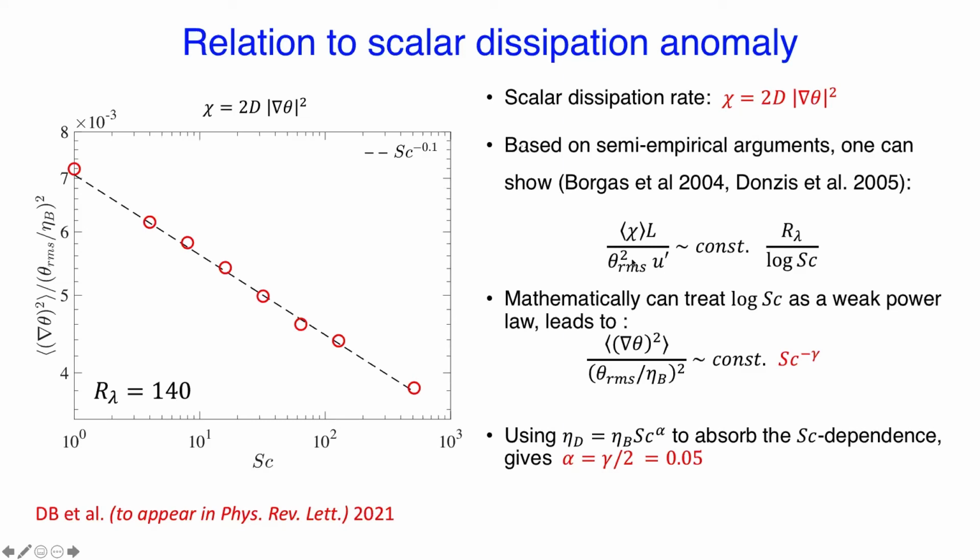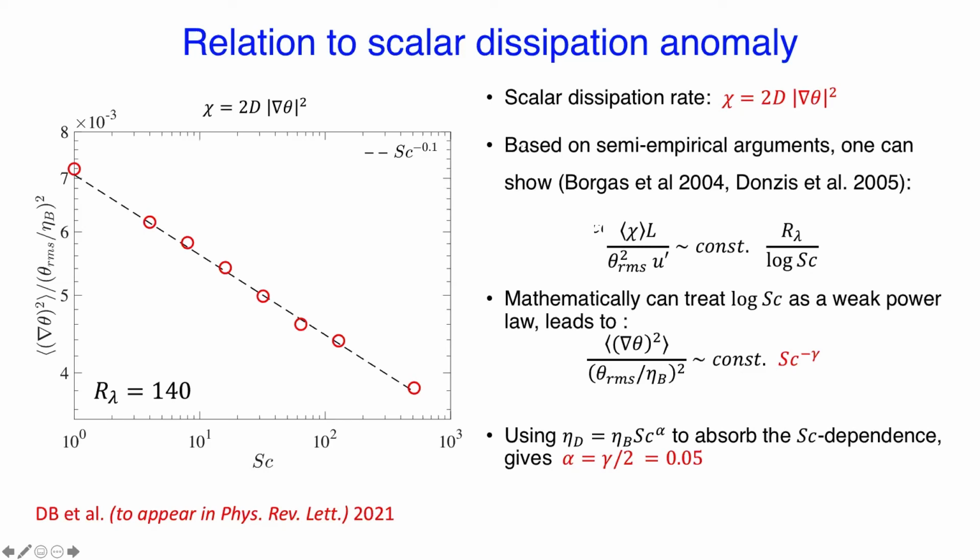In fact, the normalized scalar dissipation, when normalized by the large scale quantities, goes something like R lambda to the power, with this log Schmidt number correction. Now note, this expression was defined by making a lot of empirical assumptions about how the spectra behave and things like that.